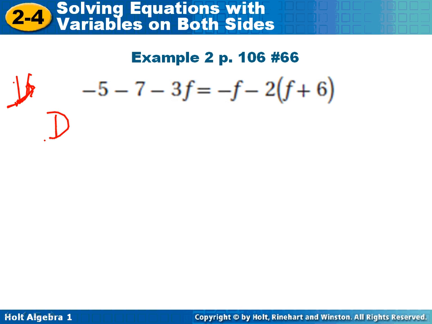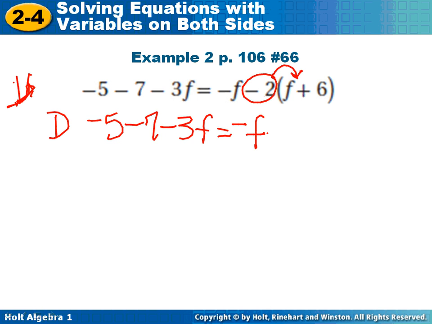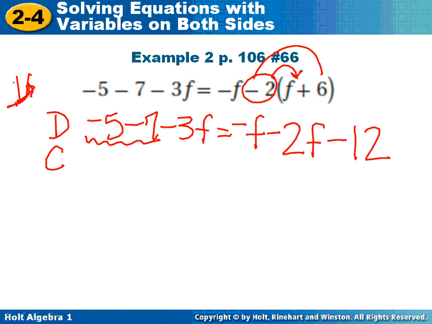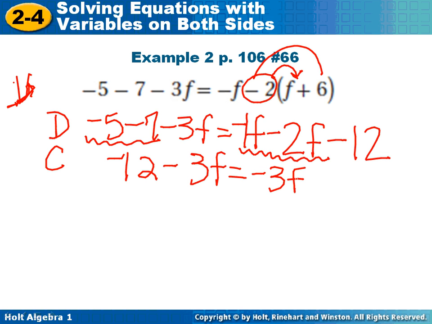D, distribute. Negative 5 minus 7 minus 3F is equal to negative F. Make sure you're distributing a negative. That will be negative 2F, and then negative 2 times 6 is minus 12. C stands for combine like terms. The negative 5 and negative 7 are both constants. That adds up to negative 12 minus 3F. On the right-hand side, our like terms is 1F. Take away, that's negative 1F. Take away 2F is negative 3F. Minus 12. Okay, and again, if you notice, they're the same on both sides.